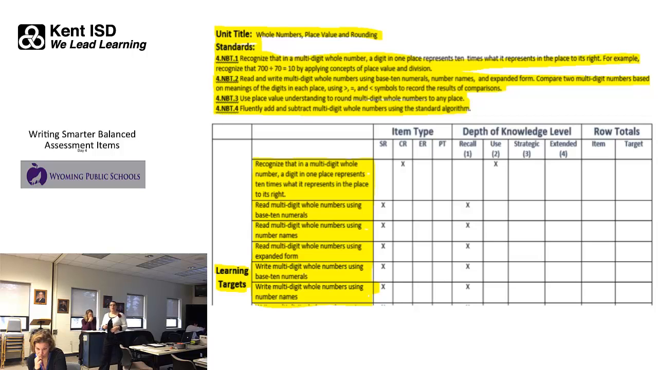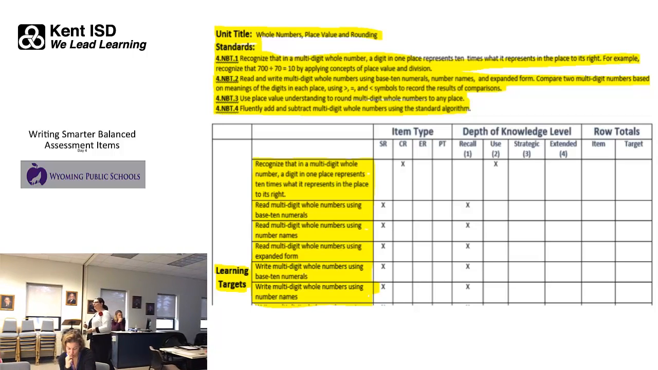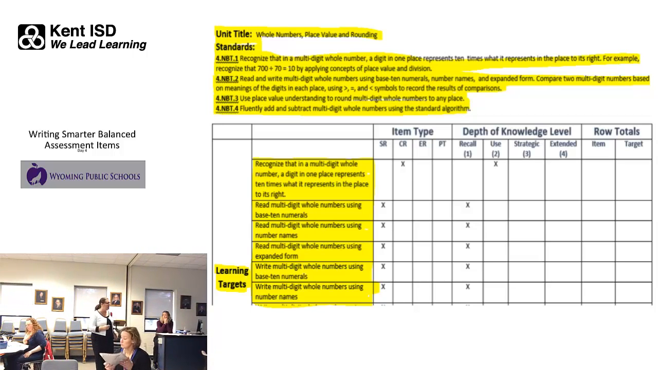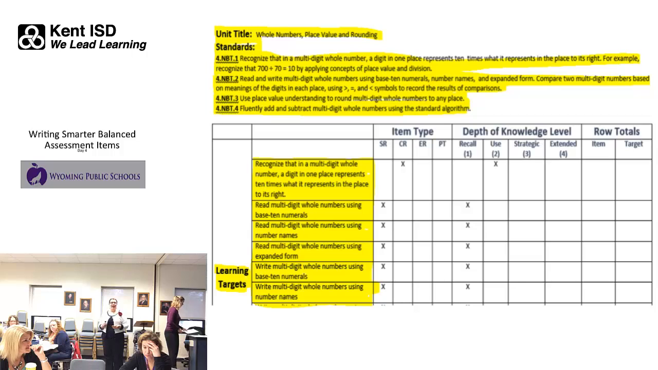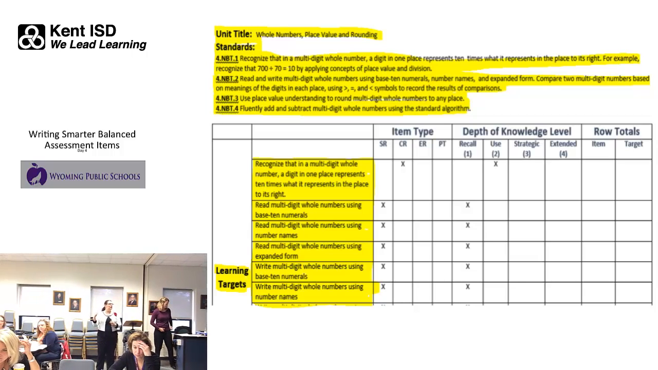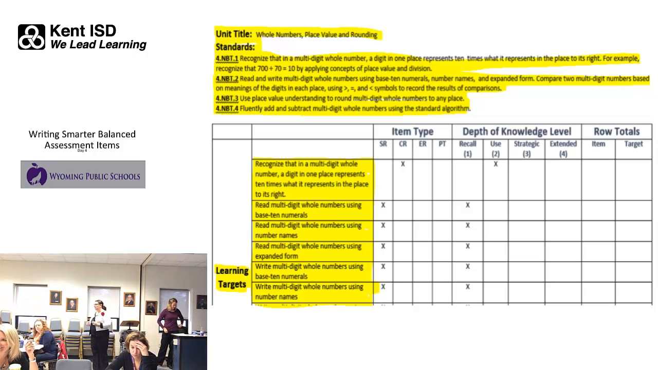Okay, so we're going to have you get to work and start applying your new knowledge that you've gained through our last couple days together. And we're going to have you either on the paper copy, or you can again go to that Wyoming Google Doc and get a link to an Excel document that has the blueprint in it, and identify your unit title, identify the standards that you teach in that unit, and then go ahead and deconstruct those standards into learning targets and put those in the blueprint.